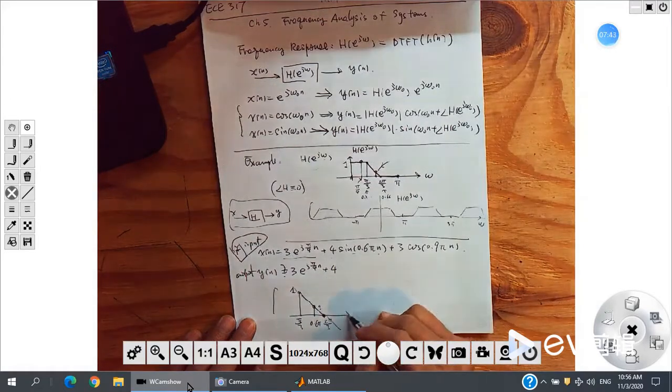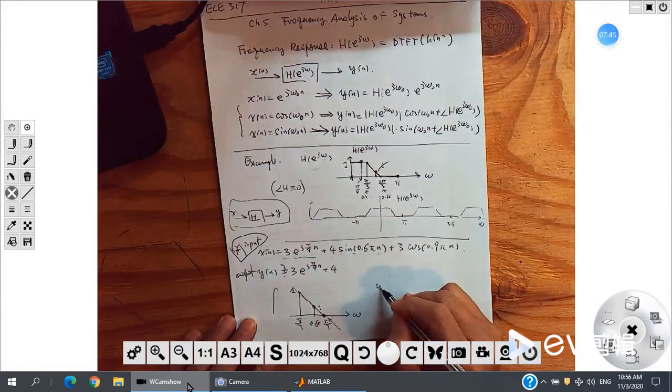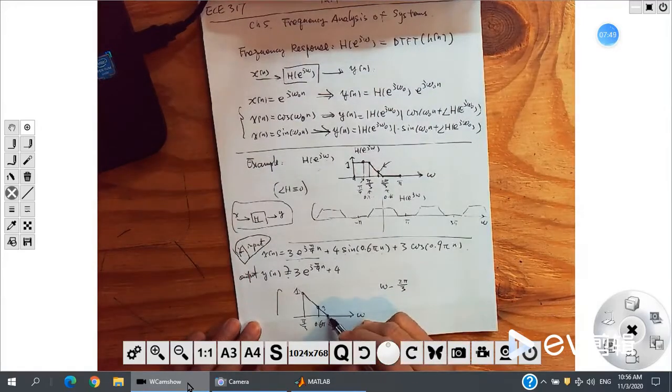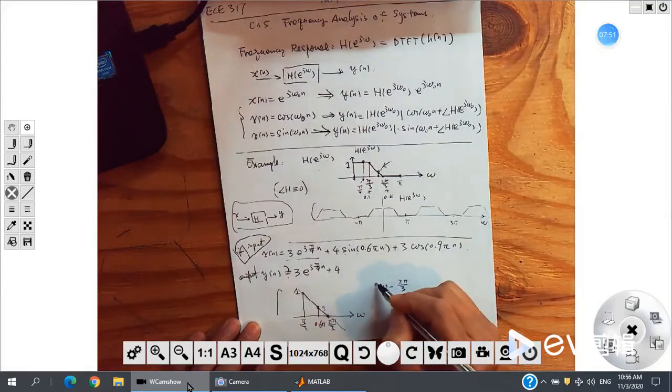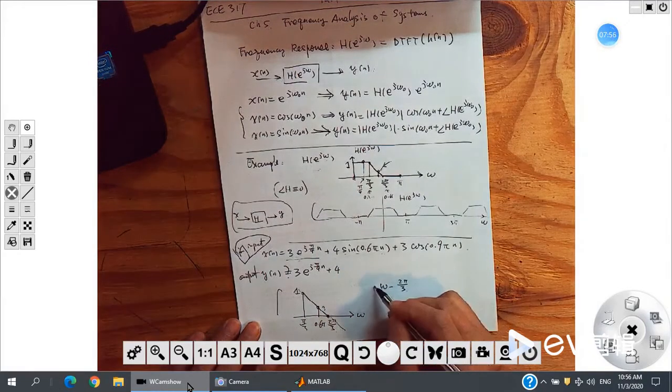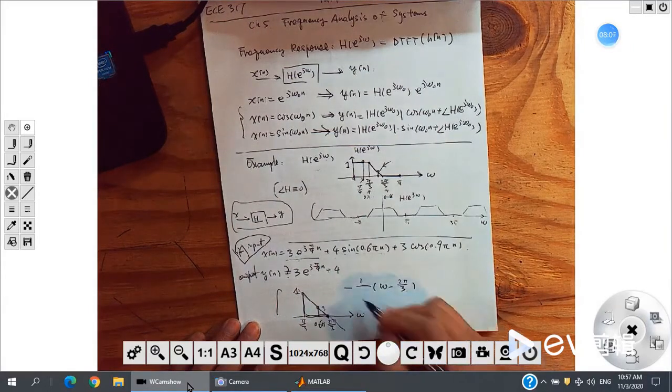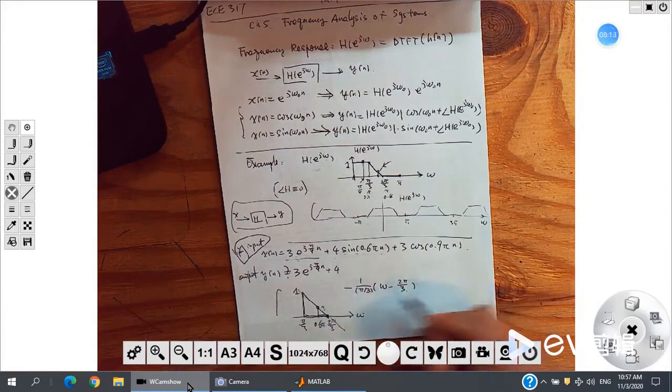So this is omega, right? Omega is 2 pi over 3, and this is 0. So it will be this one. Omega equals 2 pi over 3, this is 0, and I need to multiply by the slope. The slope is negative. Here's 1, and this distance is pi over 3. So this is the negative slope. Okay, it is just this one.